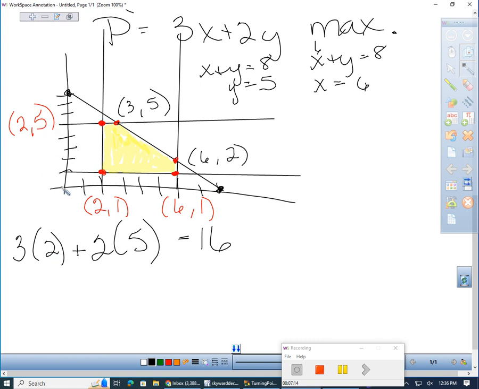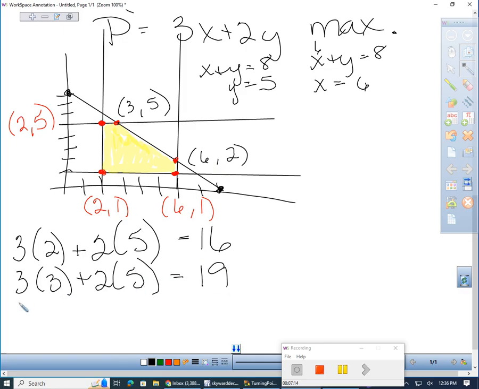Which way you want to go? You want to go this way or you want to go backward? Clockwise this way? Okay. So we have 3 times 3 plus 2 times 5. 3 times 3 is 9 plus 2 times 5 is 10, so this is 19.